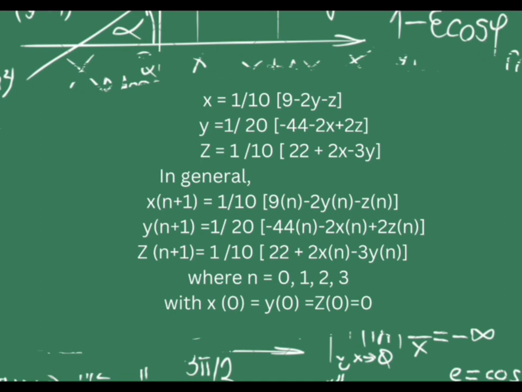Now we write the formula for the Gauss-Jacobi method. x is equal to 1 by 10 into 9 minus 2y minus z, y is equal to 1 by 20 into minus 44 minus 2x plus 2z, and z is equal to 1 by 10 into 22 plus 2x minus 3y. The Jacobi method general form is very important.